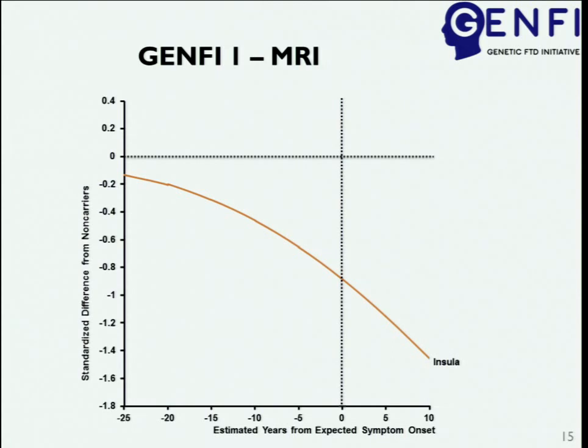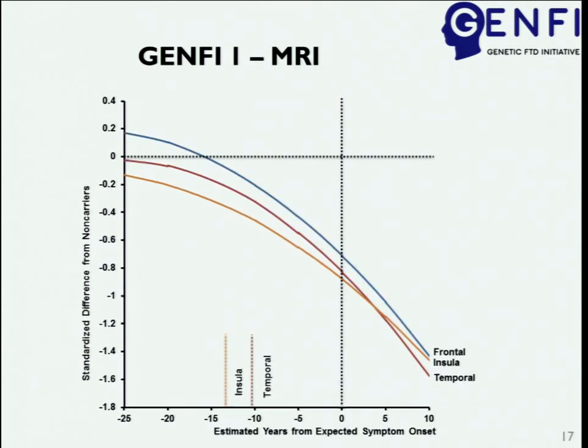What this is showing on the bottom is time to expected onset. And what this is showing is the difference between people who carry the mutation and people who don't. So if there were no difference, of course, it would just carry on along the 0 line. But what you're seeing is that this starts to drop down and become increased loss of cells. So this is showing increased loss of cells over time in this particular part of the brain called the insula. And it becomes significantly different between 10 and 15 years. And the order in which things are affected are the insula, then the temporal lobe, and then the frontal lobe.